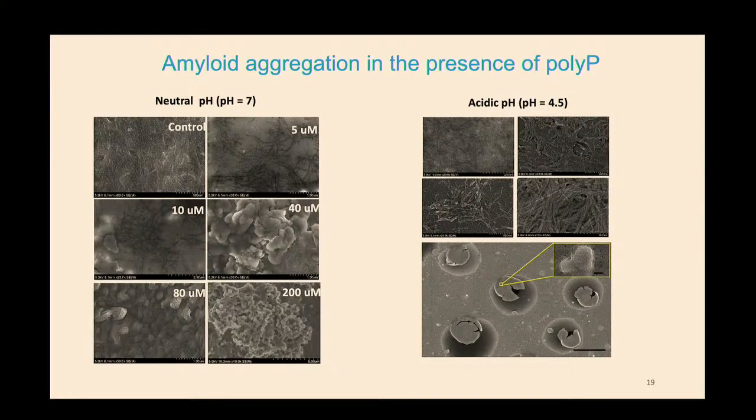Is this A beta 40 or 42? We have done both, but I have not shown it here. It works the same way. In fact, 42 is more prone to aggregate. So yeah, and then we can do further.